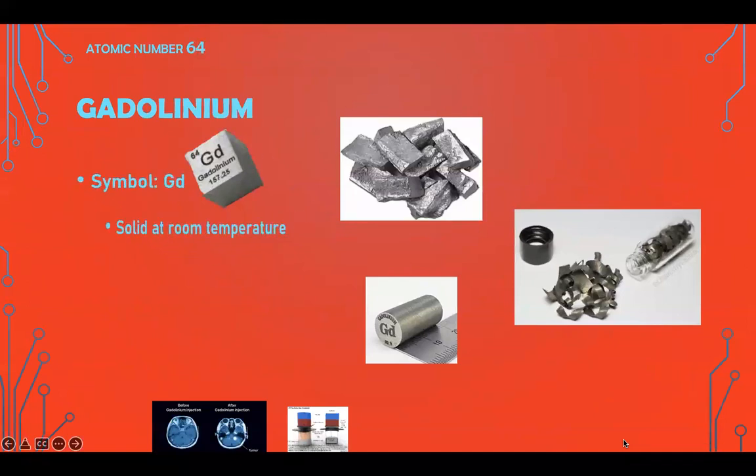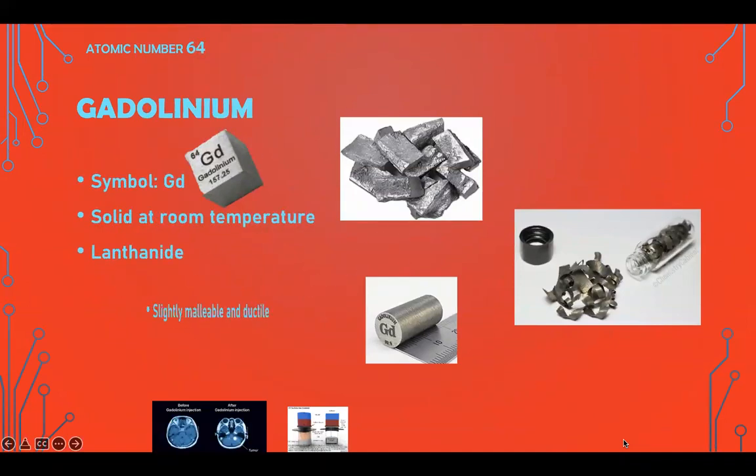Its symbol is Gd. It's a solid at room temperature. It's a lanthanide. It is slightly malleable and ductile. Gadolinium is also slightly magnetic. Actually, gadolinium oxide is. It's slightly paramagnetic, like aluminum.